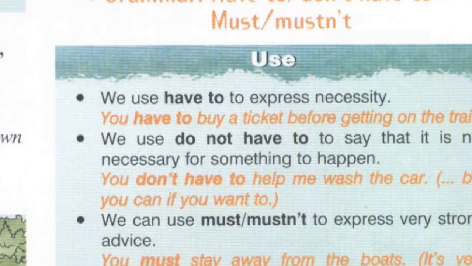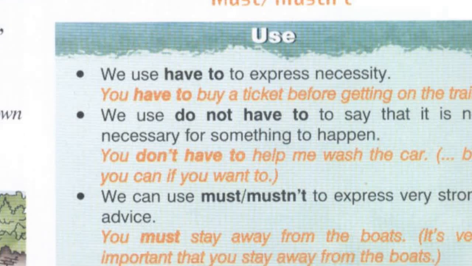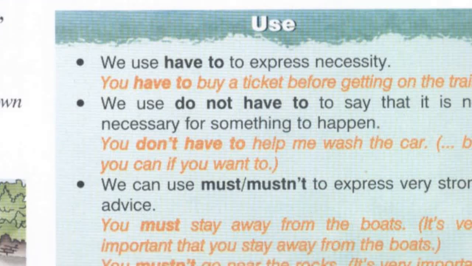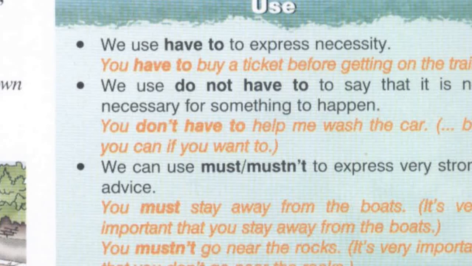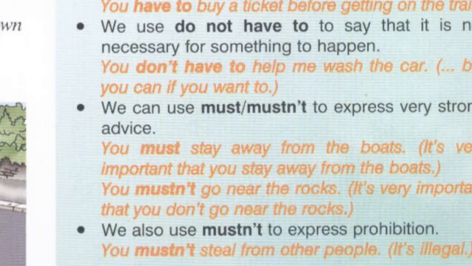We use have to express necessity. Something is needed. You have to buy a ticket before getting on the train. Necessity, have to. What is not necessary? Of course, don't have to or doesn't have to. And remember, have to and has to, the forms are the same.